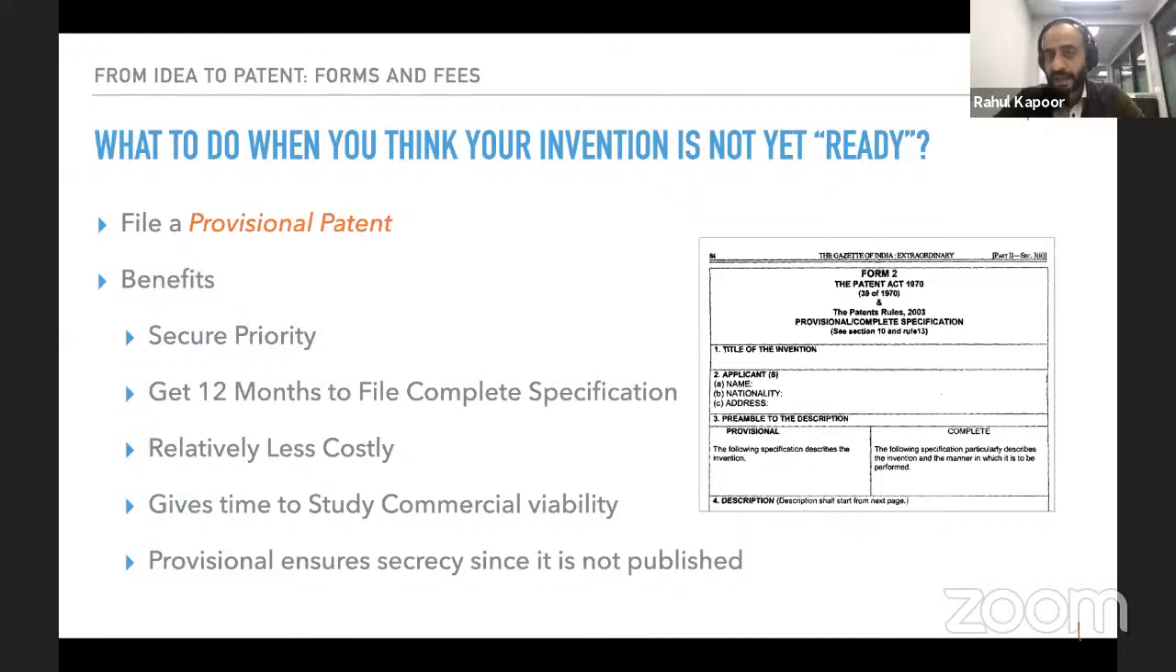Theoretically, you can even do it as an individual. So it helps you to secure priority. And after the filing of provisional patent, you have 12 months to file the complete patent, complete specification.